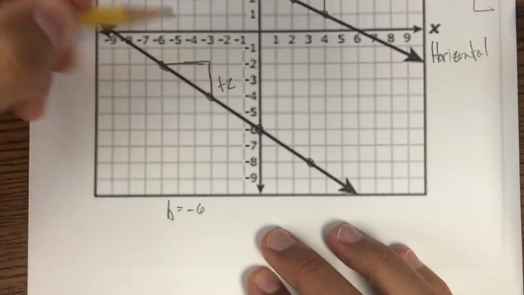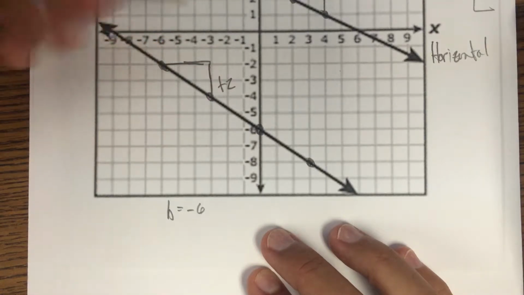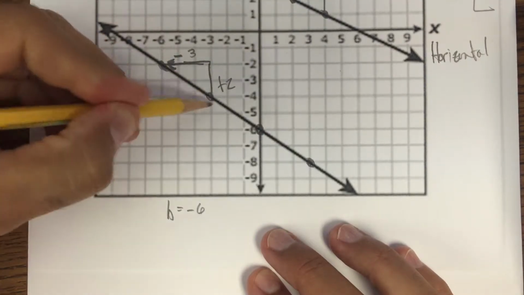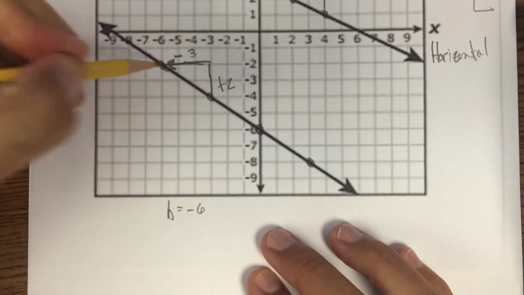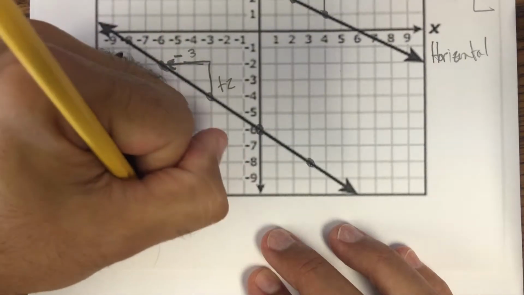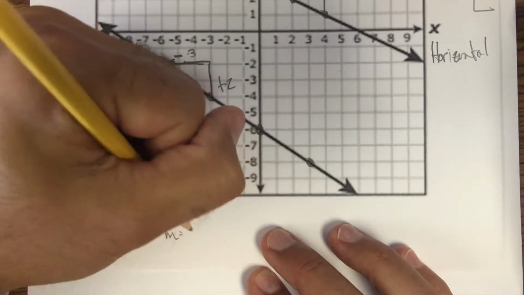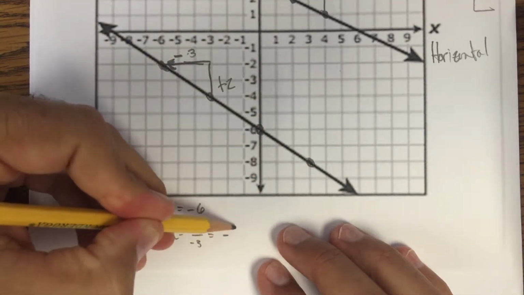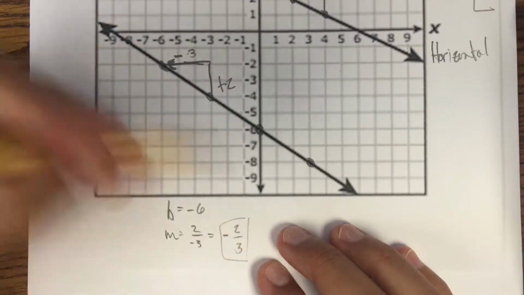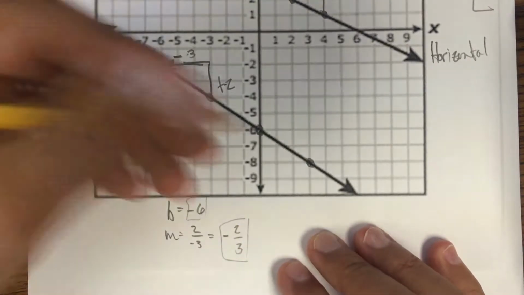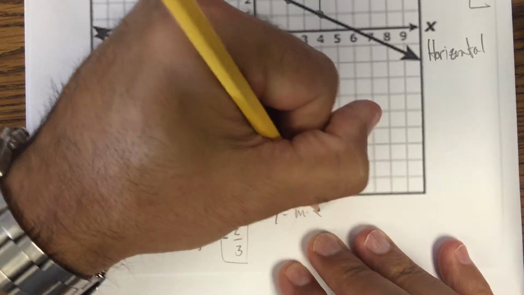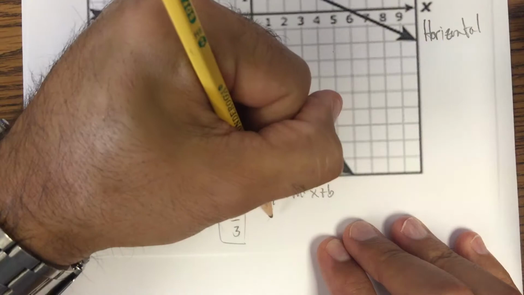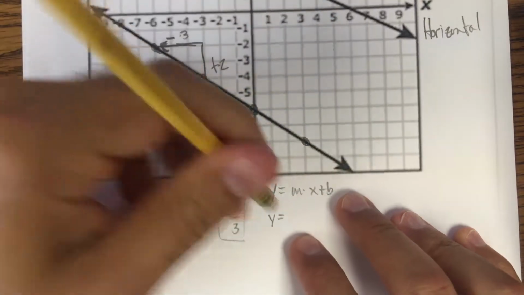Rise is positive 2. The run, 1, 2, 3. Negative 3 because it's going backwards, it's going to the left. Start at one point and go over. Go up and over. So the m, rise over run, 2 over negative 3. And that doesn't reduce any farther, so we just rewrite it. Negative 2/3 and negative 6. So y equals m times x plus b. Then we're just going to put everything in the right place.